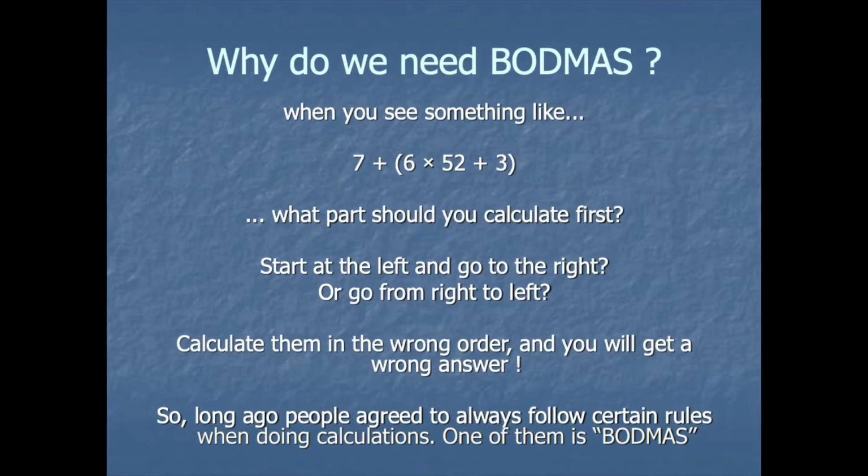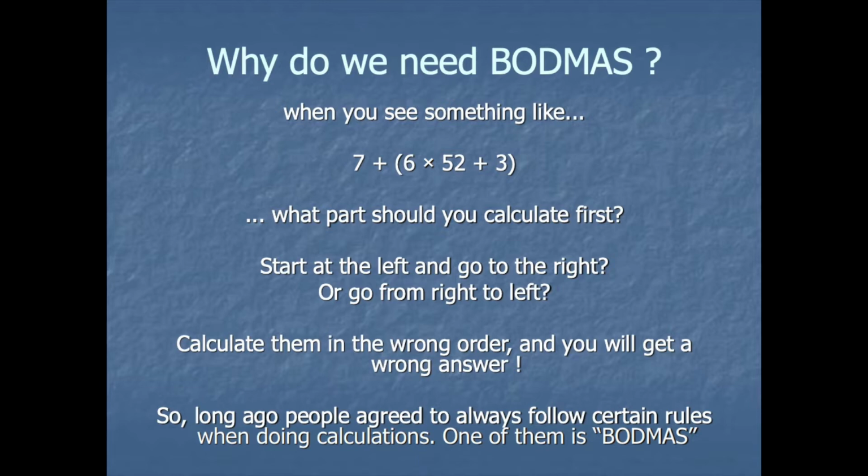This is just a quick introduction into Bodmas. So what's the sole purpose of Bodmas? When you see a question like 7 plus brackets 6 times 5 squared plus 3 close brackets, what part of the question should you calculate first? Should you go from the left to the right or the right to the left?